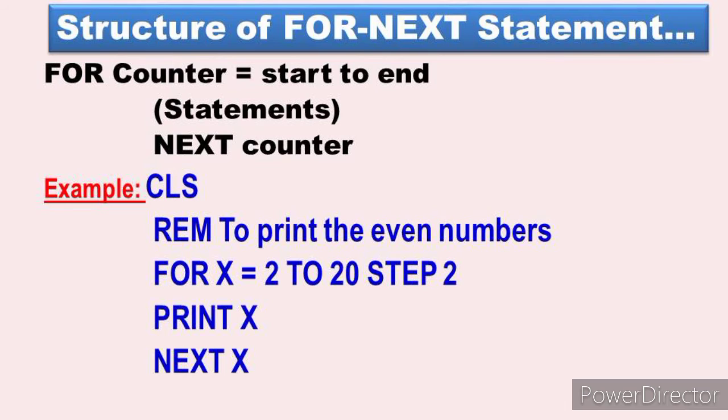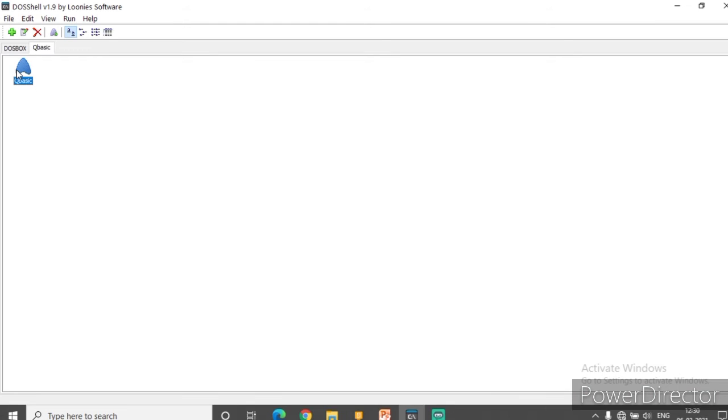Let us see the structure for the for next statement. Here the syntax is that initially we initialize the for counter. So it goes like this: for counter is equal to start to end. Then we write all the statements that we want to add, and then we go on to the next counter. Now let us see the loop statements.